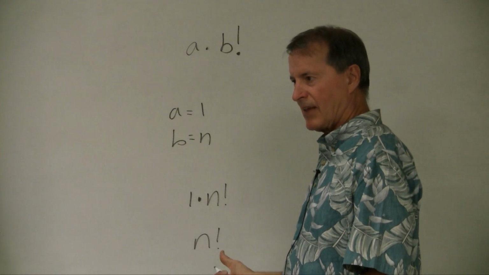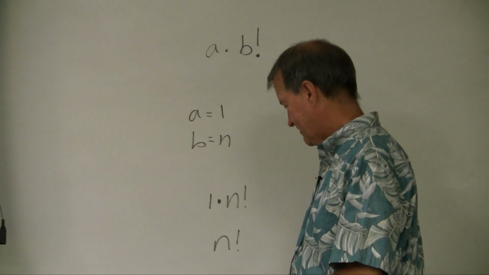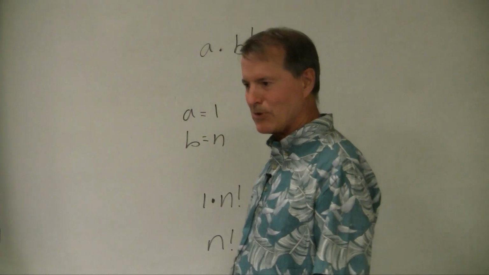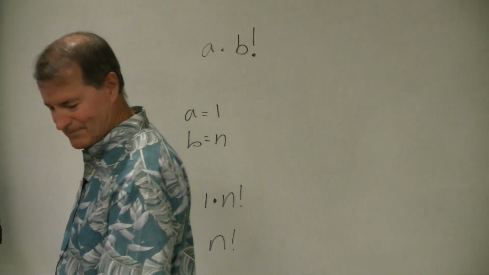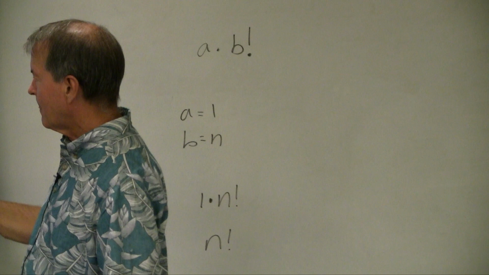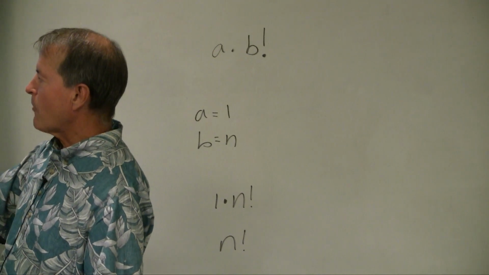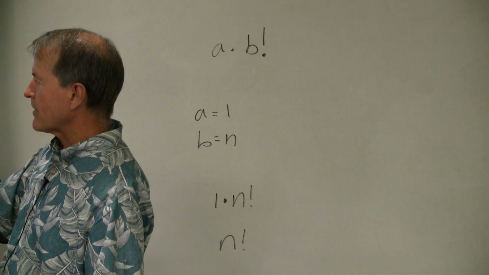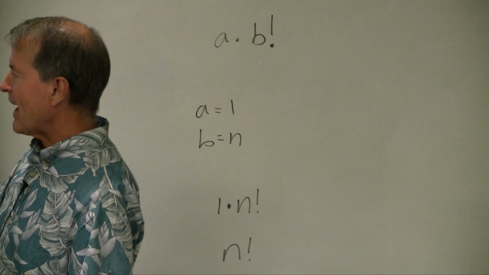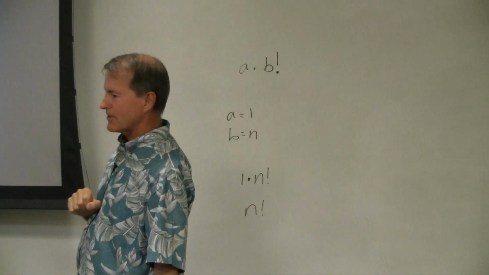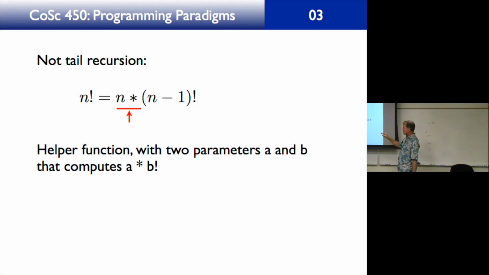Remember? I think this is the one that we struggled with a little bit. So now what we're going to do is the helper function is going to be a times b factorial. But now, what is a times b factorial recursively? Look at this. What is a times b factorial recursively?